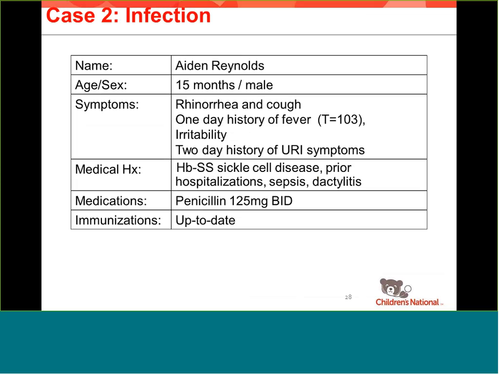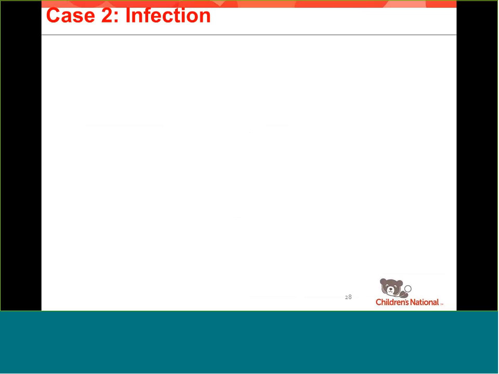Case 2, just to mention, Reynolds, 15-month-old male with rhinorrhea, fever. This is just a hypothetical name here. This is not a real name. So this is a patient who has prior hospitalizations for sepsis, dactylitis. And one of the things I want to just mention is this patient has a history of sepsis. That should be a red flag in any patients with sickle cell disease with a history of sepsis.